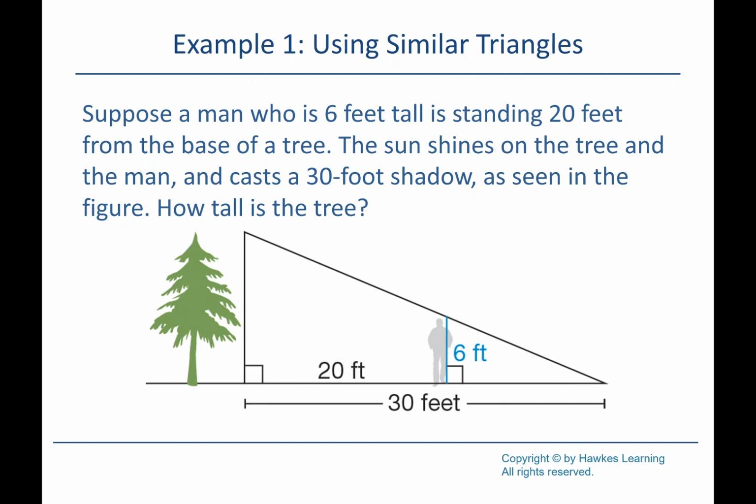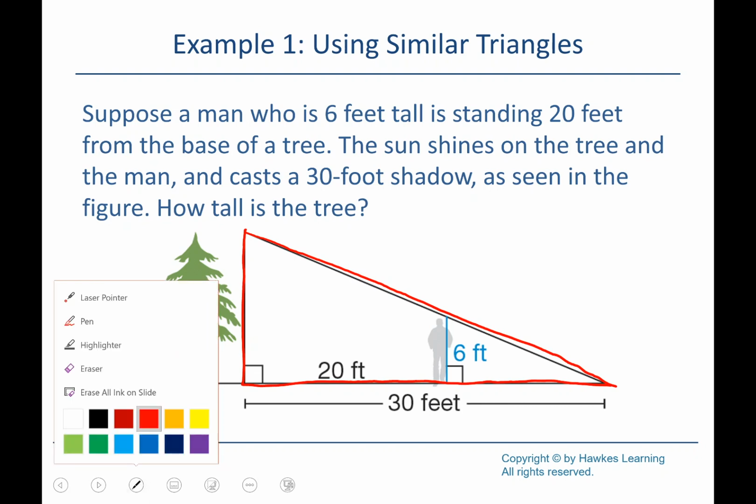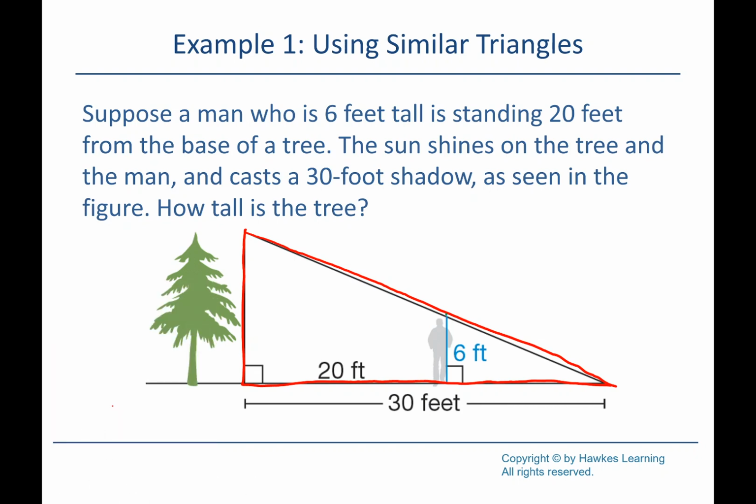So the idea here is that we have similar triangles. We've got the big triangle that's made by the tree and its shadow. And then kind of inside there, we've got a little triangle that's made by the man and his shadow.